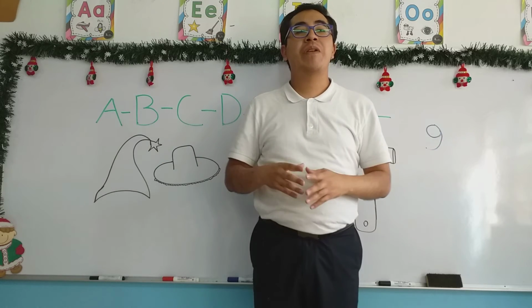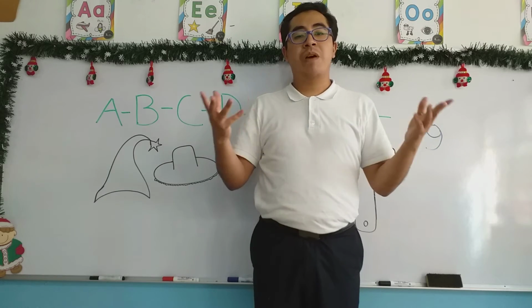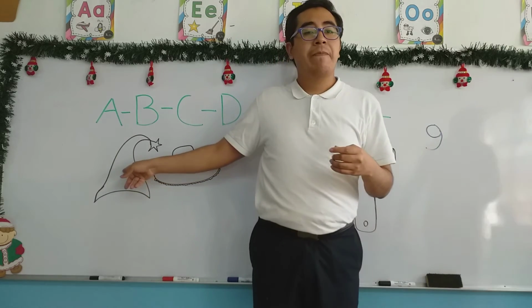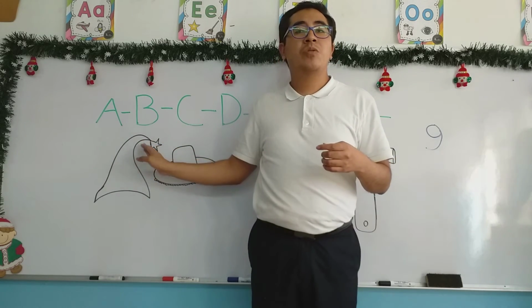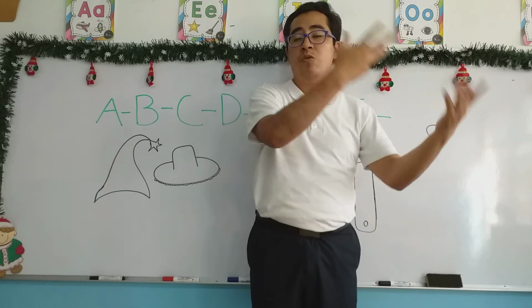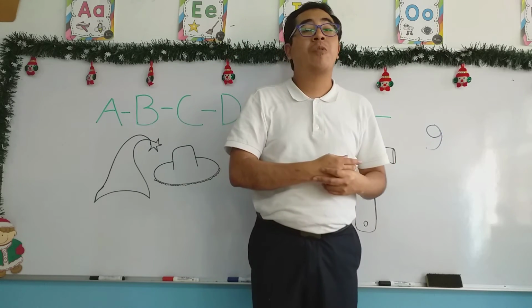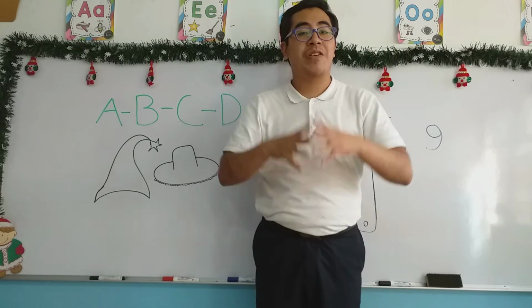Otro tipo de sombreros son los que utilizan los magos, como el que tengo aquí, de este lado, that has a star, el que tiene una estrellita. Estos los utilizan los magos cuando hacen sus trucos, o cuando hacen algún tipo de hechizo, por ejemplo.